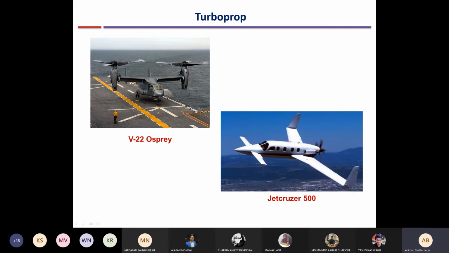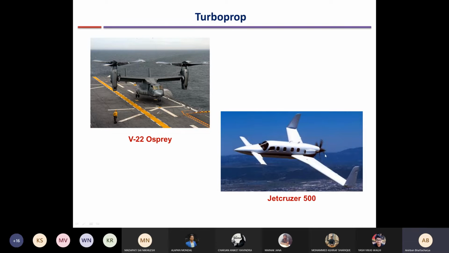Other aircraft applications are also there. For example, this is a VTOL aircraft, vertical takeoff and landing, where the engines can actually change direction, which means they can rotate. So for takeoff, it is in a vertical direction, so that it does not require any runway. It can just take off from a very short distance, or even from a fully static position.